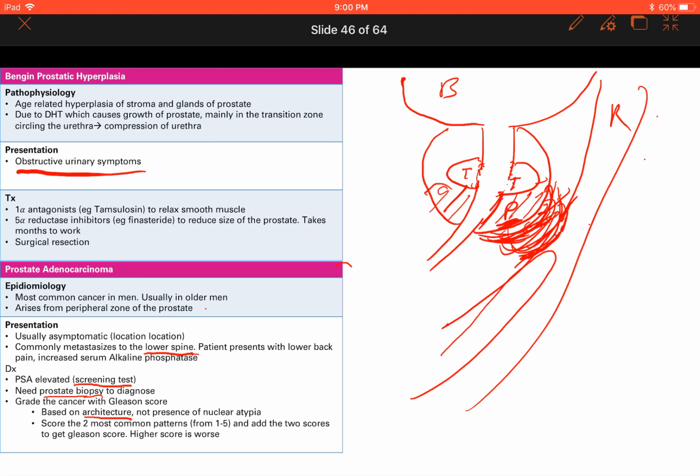So let's say your most common pattern is 4. So it's grade 4. Second most common pattern, let's say, is a grade 3. Then your total Gleason score is, guess what, it's a 7. And you can actually have maybe most common pattern is a grade 4, and second most common pattern is also grade 4. And that's an 8, which is even worse than before. So that's it for the prostate pathology.